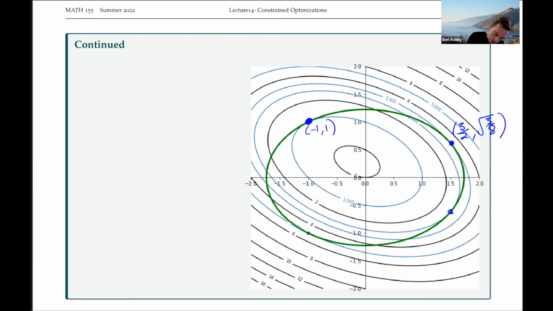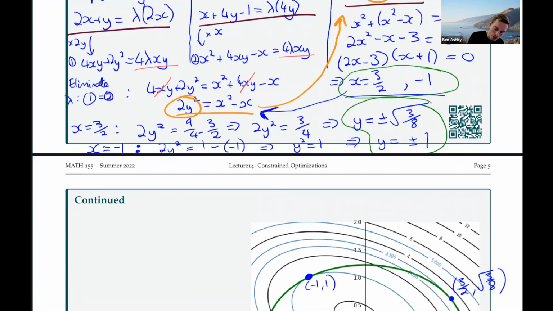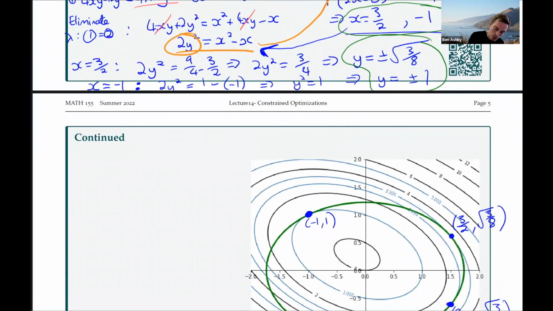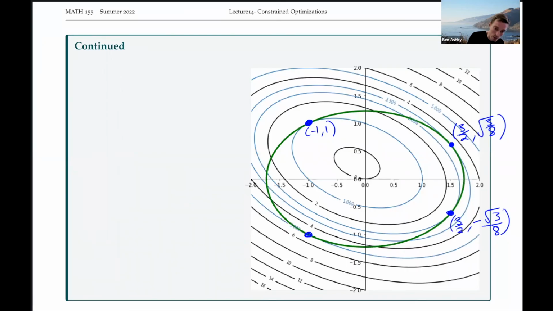We've got this point down here, which is going to be 3 over 2, minus root 3 over 8. Recall, all we're doing here is using all 4 combinations of our x and y values. So we can have 2 possible values of x, and each gives us 2 possible values of y. And then here, we end up with this point being minus 1, minus 1. Okay, so we can summarize this in a table.